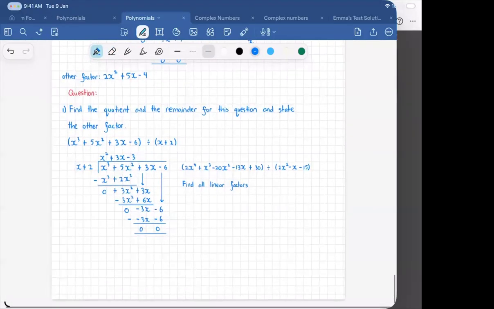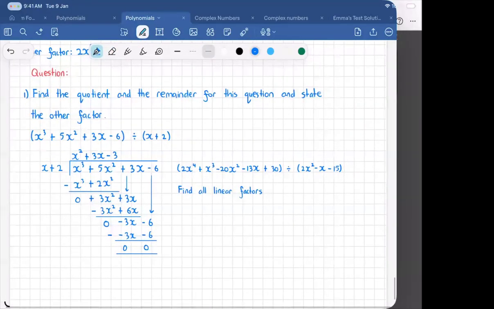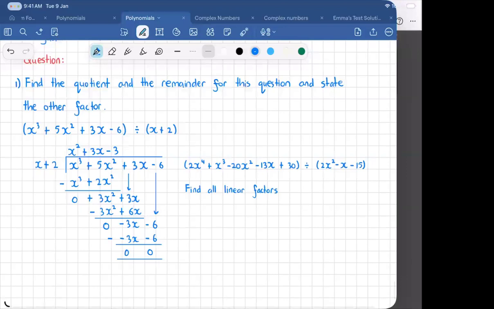So the answer to the question: Avinash, the question had asked us for the quotient. So what did we get for the quotient? The x squared plus 3x minus 3.